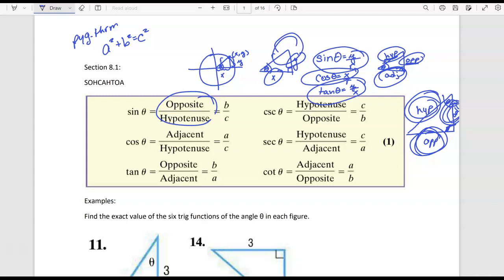Now, an easy way to remember right triangle trig is SOHCAHTOA. You may have heard this back in a high school class. SOHCAHTOA is just a quick way to remember that sine, which is your S, is opposite divided by hypotenuse. Cosine is adjacent divided by hypotenuse. The A means adjacent, H means hypotenuse. And T, tangent, is opposite divided by adjacent, the O and A.